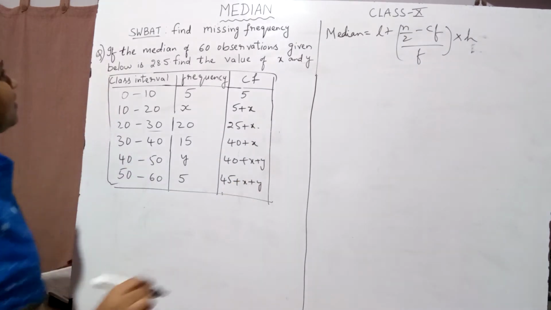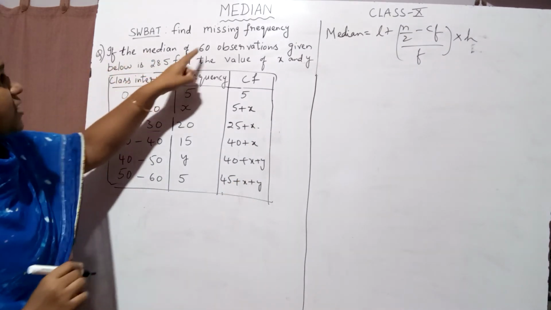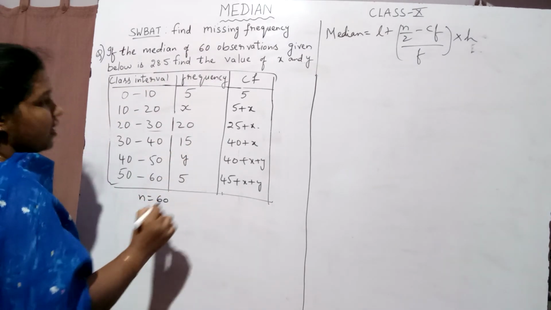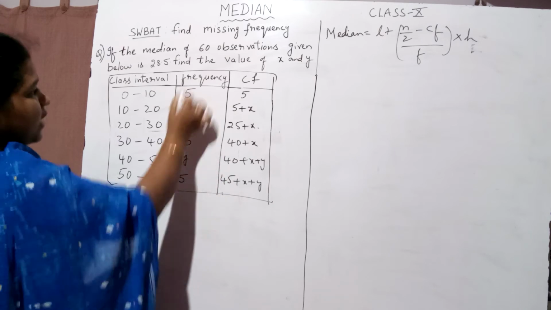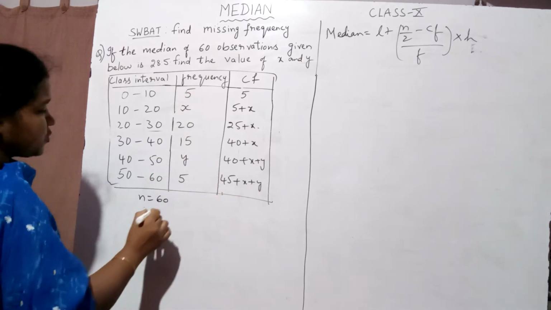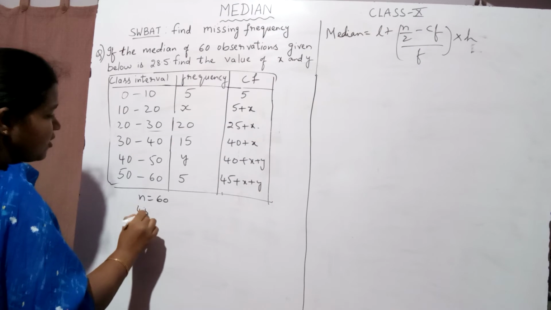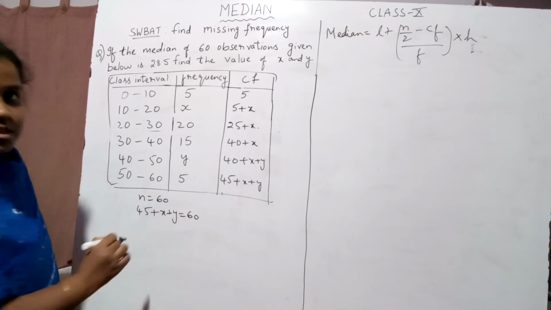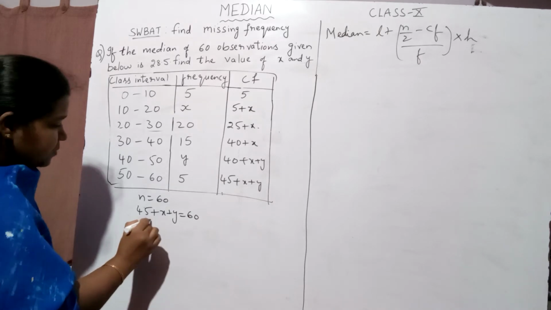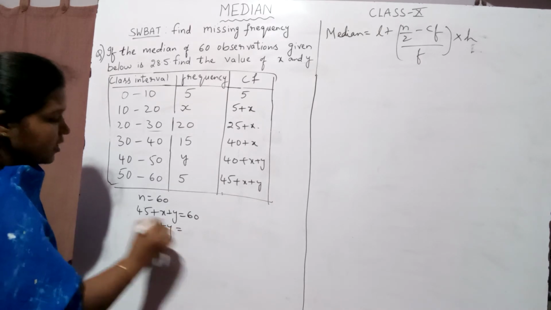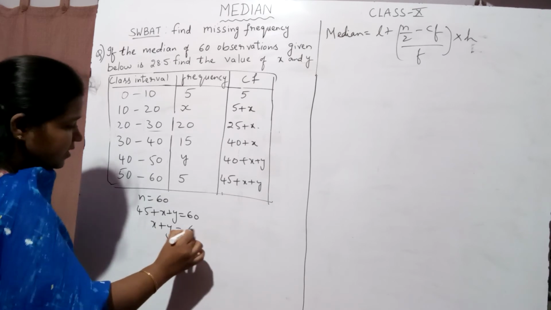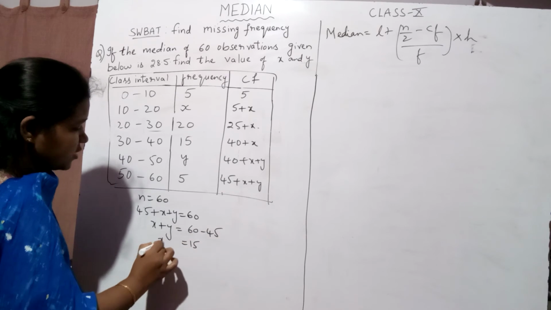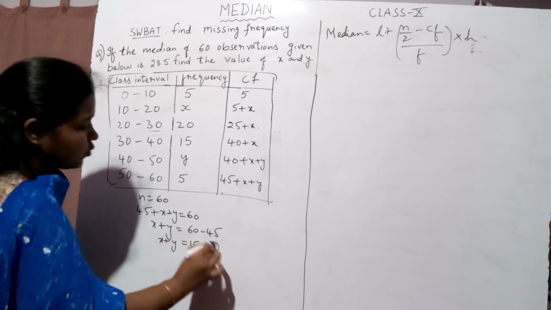So already given the median of 60 observations, that is N is given as 60. When you add up all this, you will get 45 plus x plus y. That is 45 plus x plus y is equal to 60. So from this you can write x plus y is equal to, bring this 45 to the other side, so it will be 60 minus 45, this is 15. So x plus y is 15, mark it as equation 1.